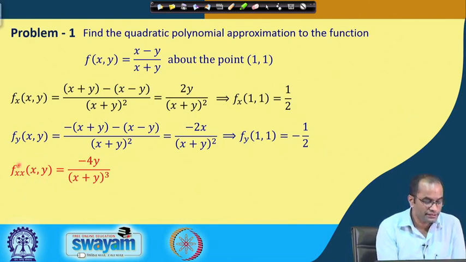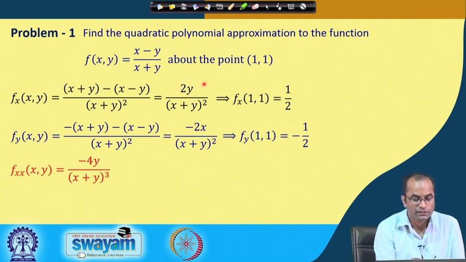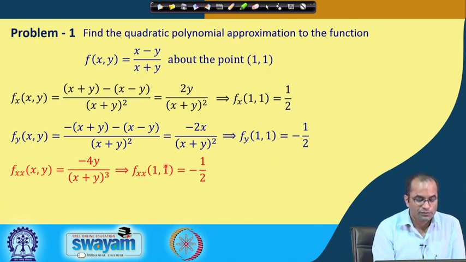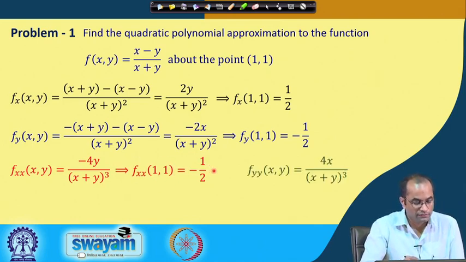Similarly, for the quadratic term we need to go to the second order term, so f_xx. We take the derivative again with respect to x, treating y as constant, so the 2y will be treated as constant. We have 1 over (x plus y) whole square, and when we take the derivative with respect to x, this will be minus 2 over (x plus y) cube. So minus 2 and this 2y will become minus 4 over (x plus y) power 3, and again at the point (1, 1) this will become minus half.